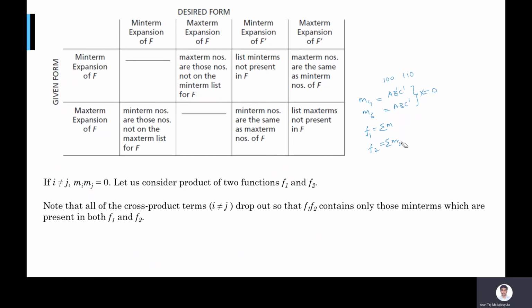Now, maybe I should not write i and j. Let us take an example. Let us say this is m of 0, 1, 2, 3, and this is the sum of 1, 2, 4, 6, 7. Now, if I take the product of these, I will have 0 into 1, 0 into 2, 0 into 4, 0 into 6, 0 into 7.